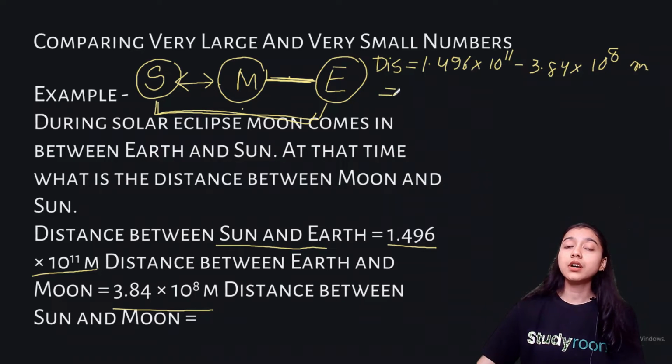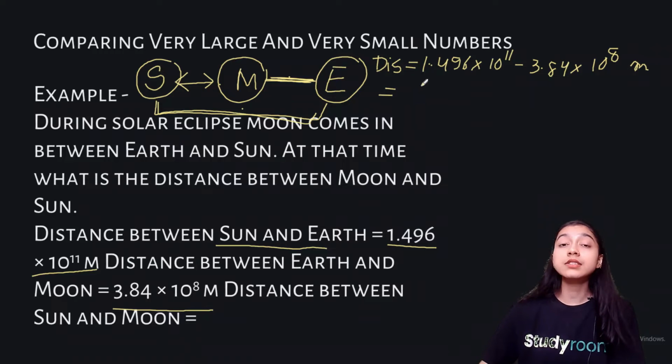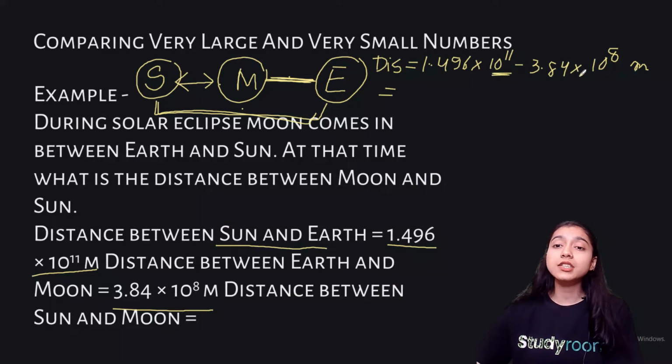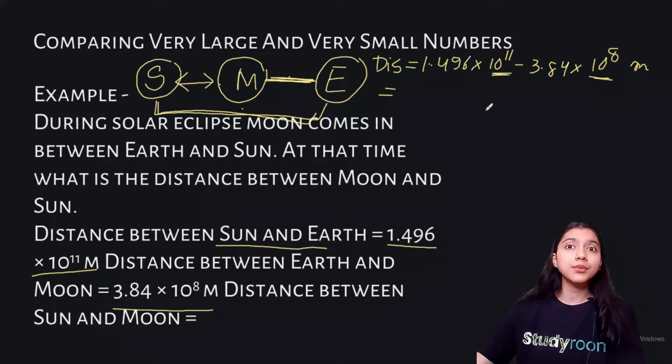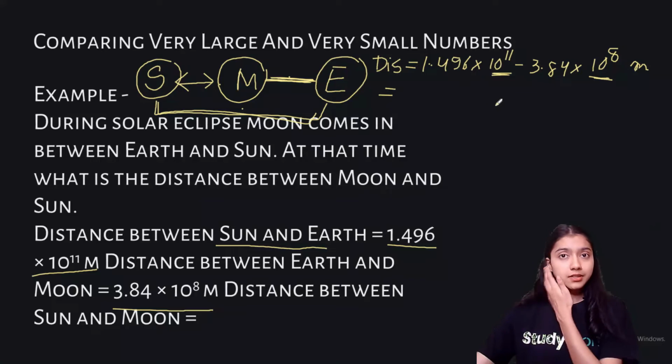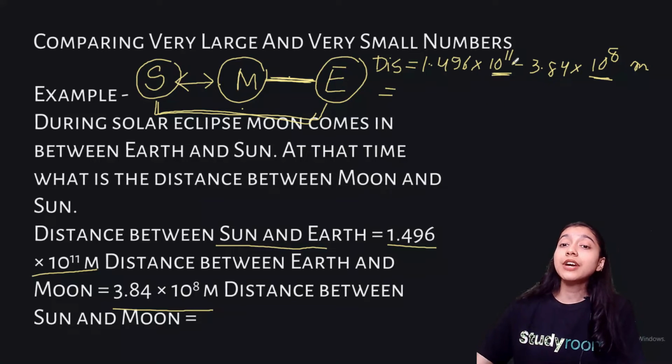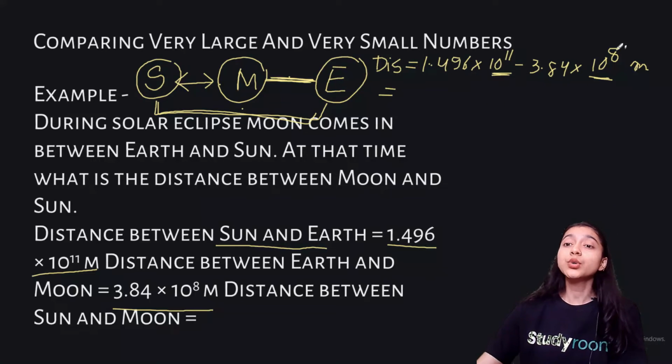So over here, in case of addition and subtraction, for convenience, we have to convert these exponents into similar form. If we convert it in similar form, then that will be taken outside as common. So in order to do that, we have to convert this 10 to the power 11 to 10 to the power 8.